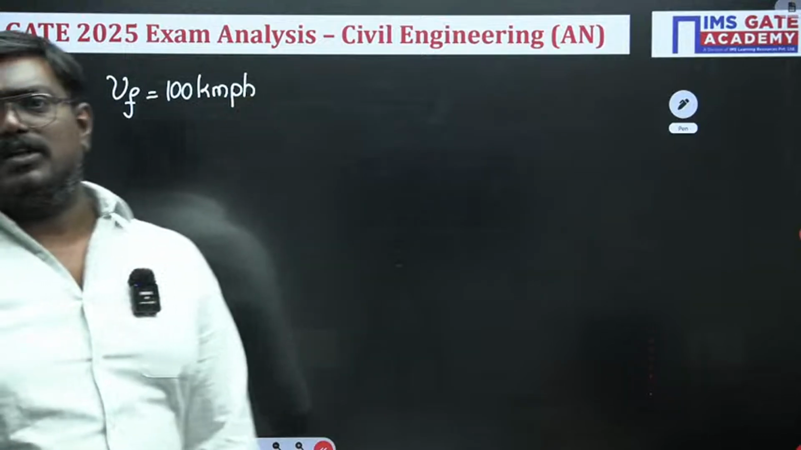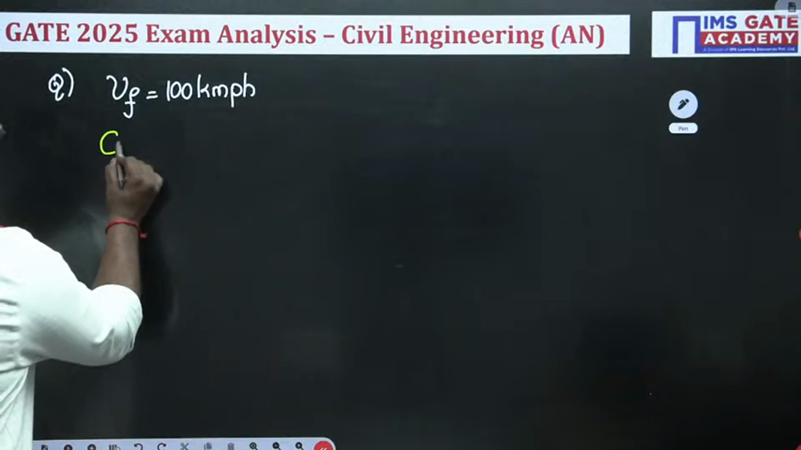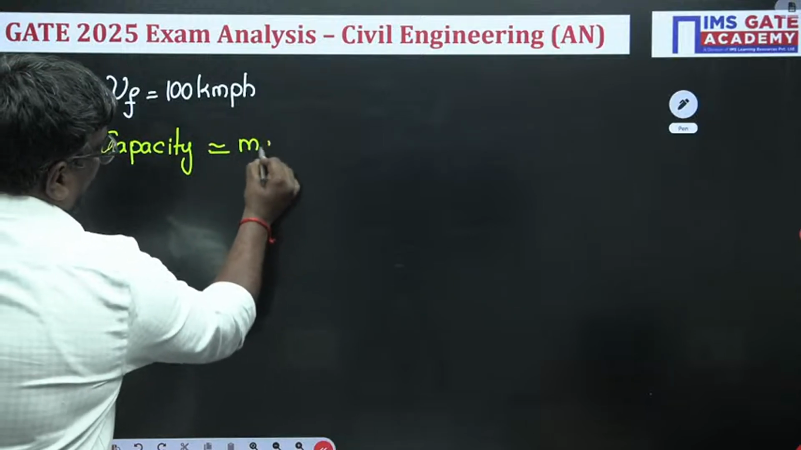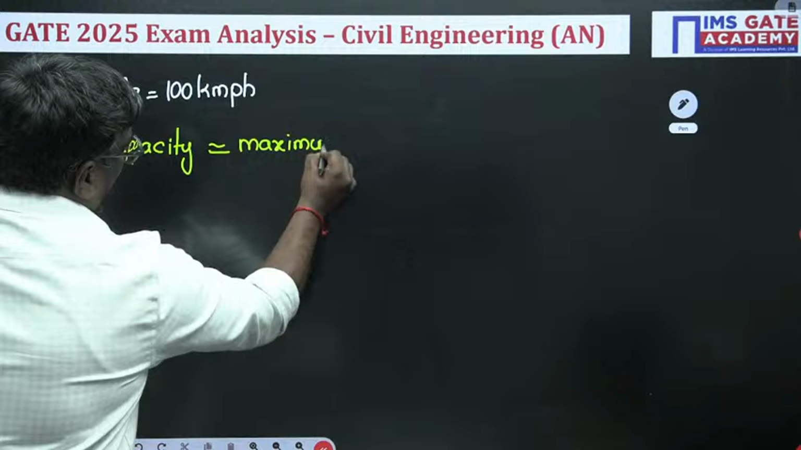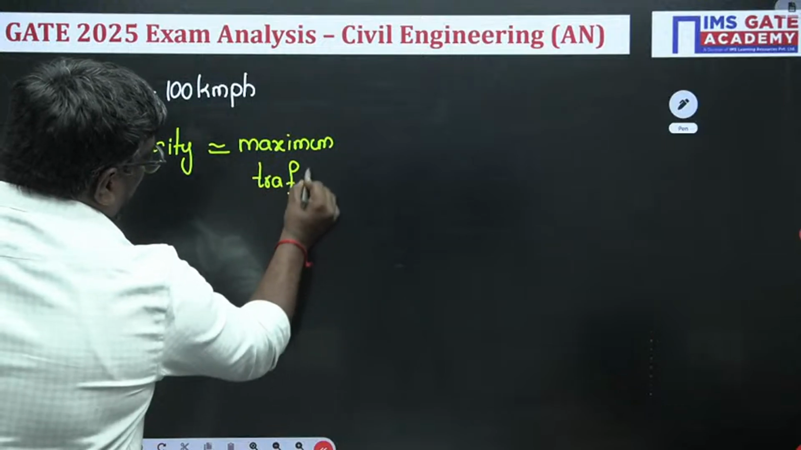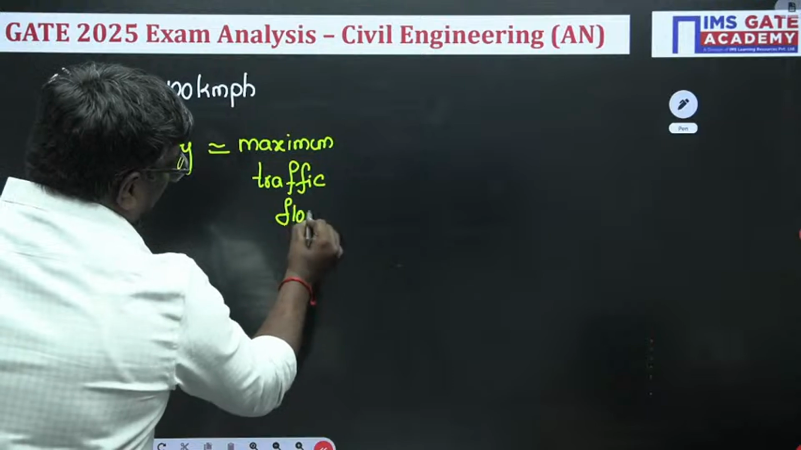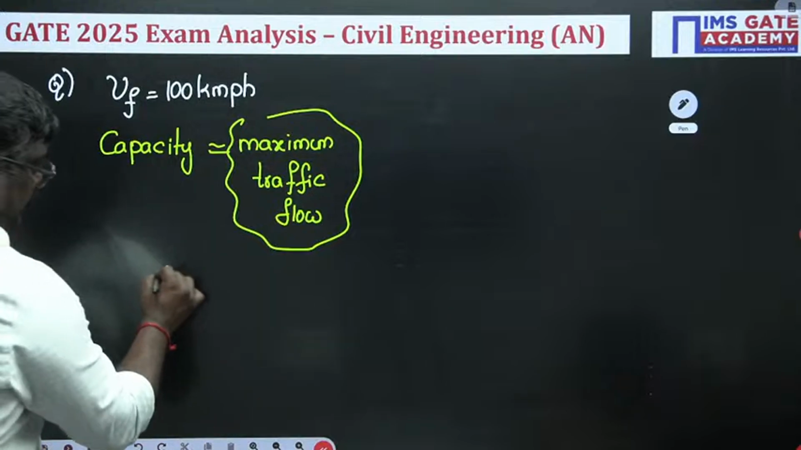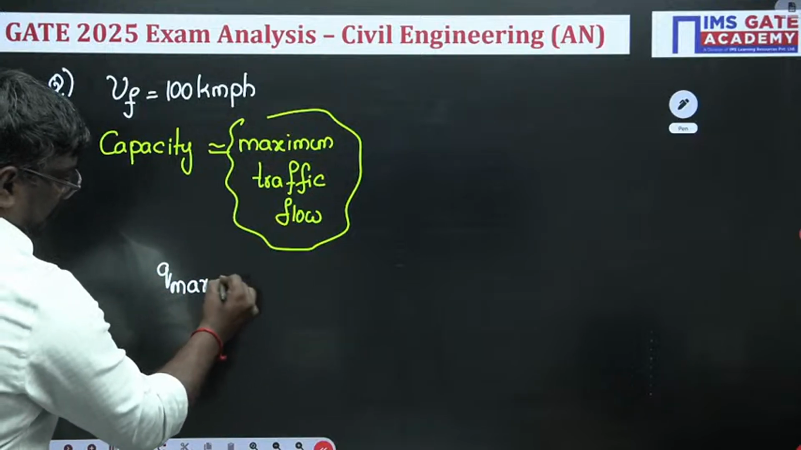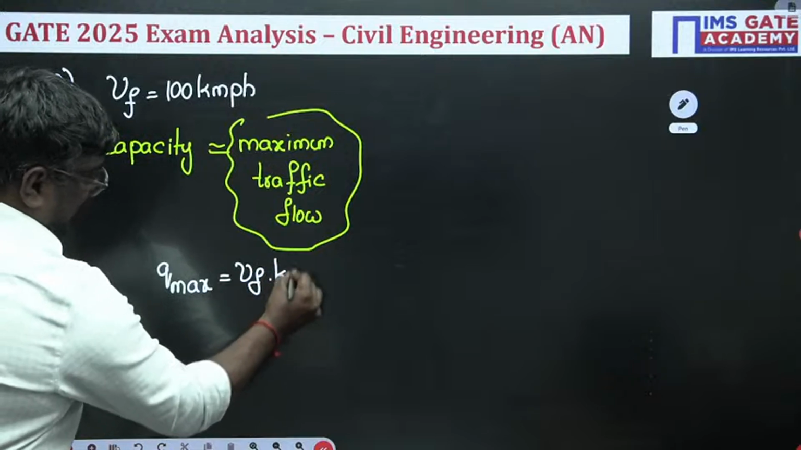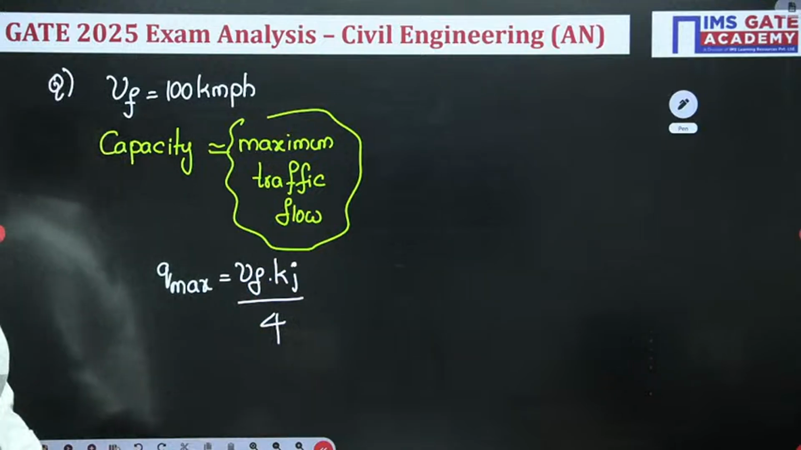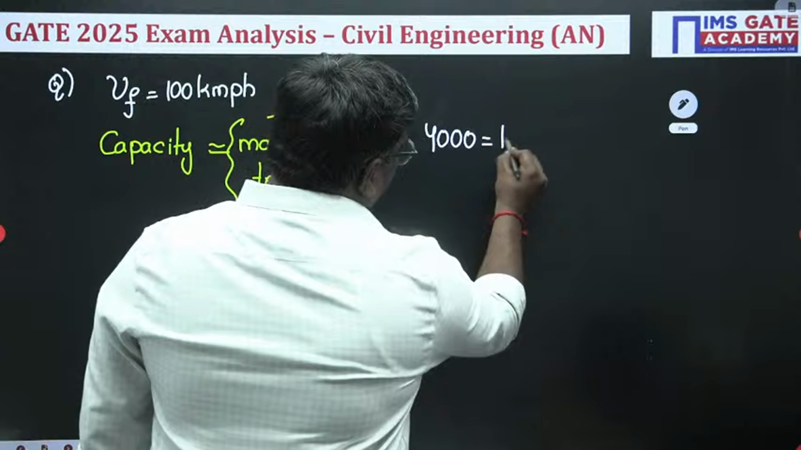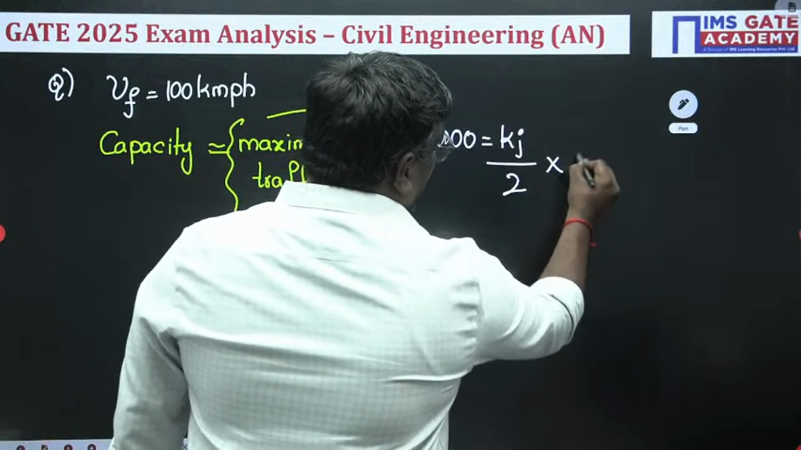I told in the class so many times, my dear students, when I talk about capacity, always remember that it should be equal to the maximum traffic flow. Yes or no? When they discuss maximum traffic flow only, that will be capacity. So here Qmax is equal to, from Greenshields model, if they have not mentioned also, by default we will take Greenshields model, Qmax is equal to Vf Kj by 4. Qmax is given as 4000, equal to Kj by 2 multiplied by Vf by 2, which is 100 by 2.